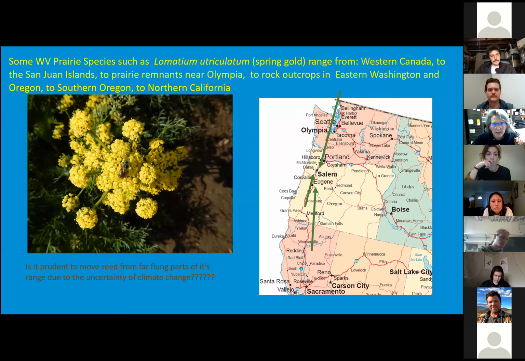There are some species like Lomatium matriculatum, spring gold, love this plant. It goes all the way from Western Canada through the prairies of the San Juan Islands, down through the Miami Mounds and near Olympia, down into the Willamette Valley, and it's even in Northern California. So again, is it prudent, if we're wondering about broadening the genetics, to try to combat what we don't even know about climate change yet? Do we move them even farther afield because we just don't have answers yet? We don't know.